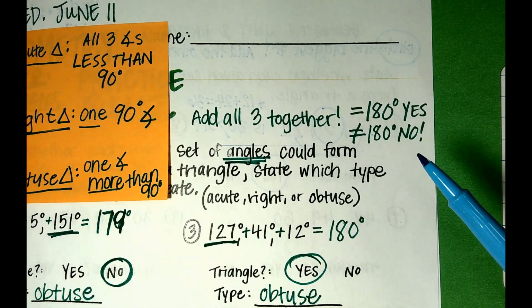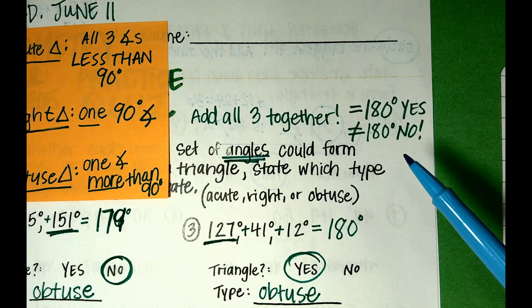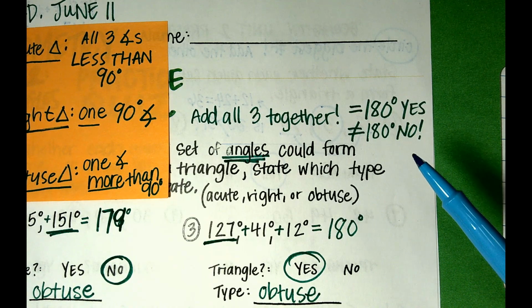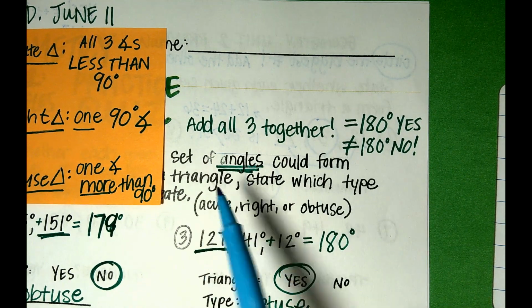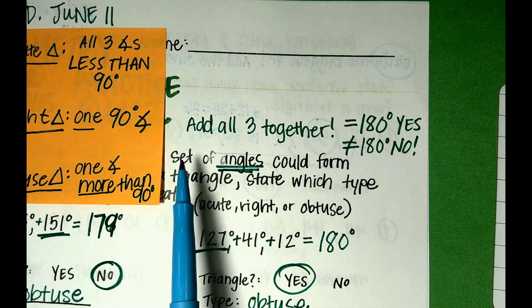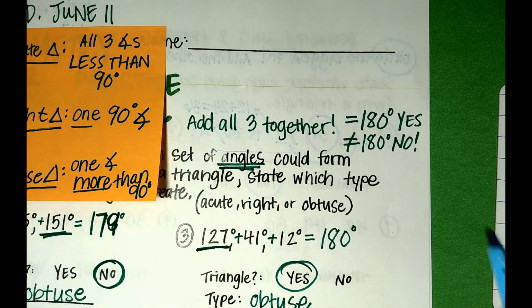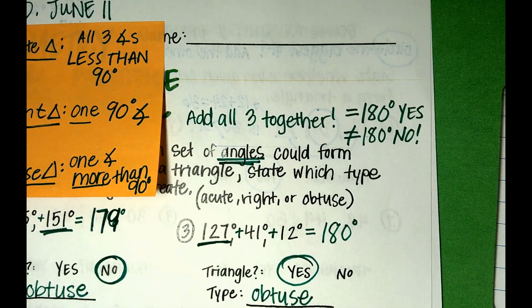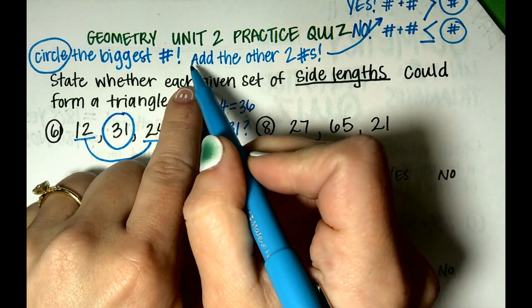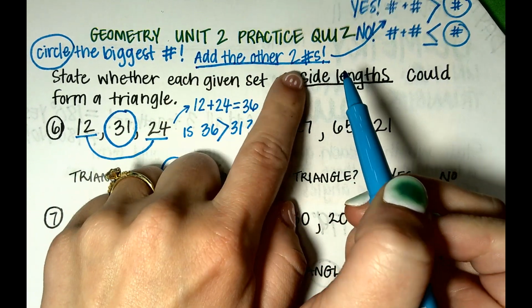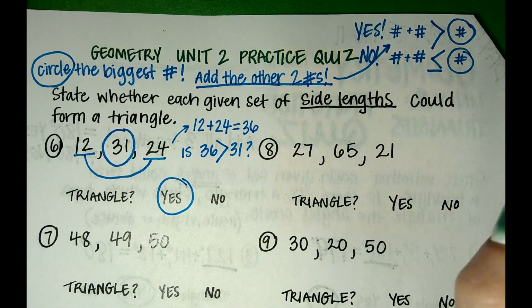Right. But no, so with the angles, add to equal 180. With the links, add this side. Okay, add the two. So basically, kind of like this note we wrote here, add all three together to equal 180 for yes, not equal 180 is no. And then over here, maybe I need to highlight add the two numbers, and it's not 180. We're comparing to the circled number.